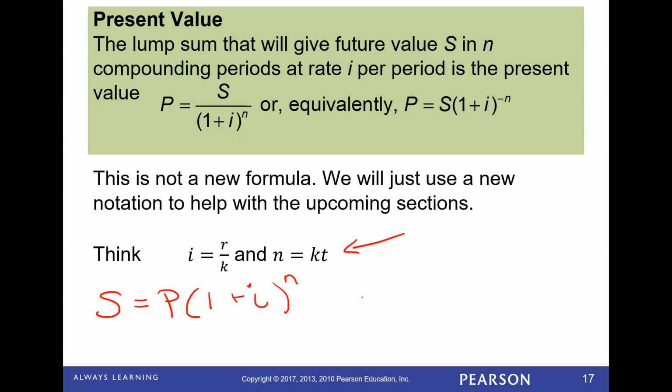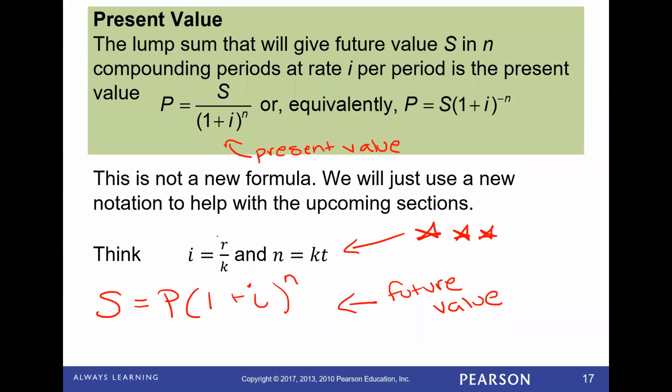This one here is solved for future value. And this one here is solved for my present value. They are the exact same formula. It's just each one is solved for something slightly different. Now you do want to make sure that you write these down as well, because they're technically separate formulas. But again, in the upcoming sections, we're going to be using I and N, and you really want to know what I and N are.